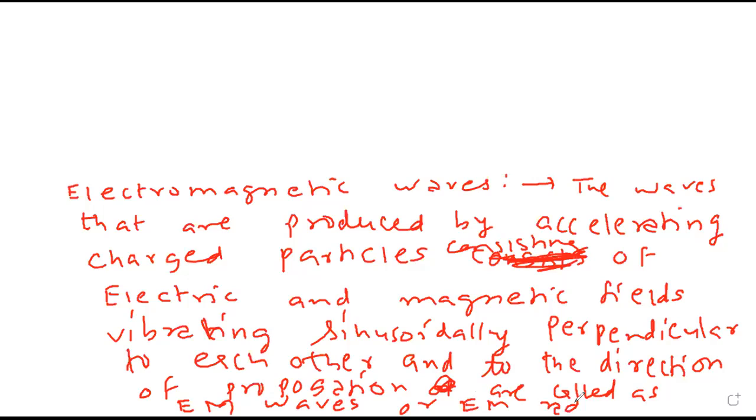So in exam fixed question, what are electromagnetic waves? The waves produced by accelerating charged particle consisting of electric magnetic field vibrating simultaneously perpendicular to each other and to the direction of propagation are called as electromagnetic wave or electromagnetic radiations.